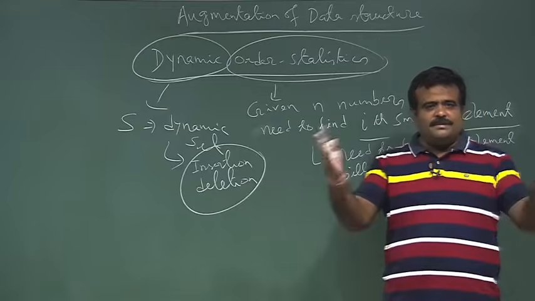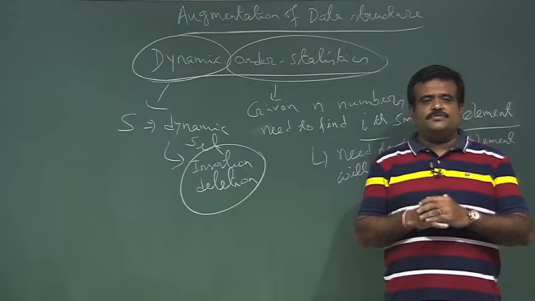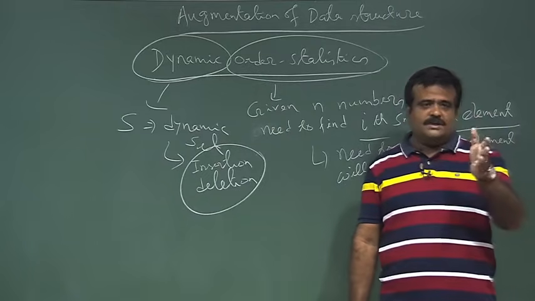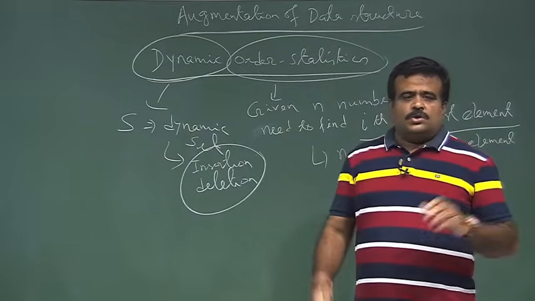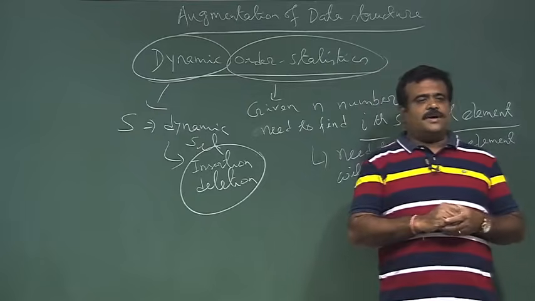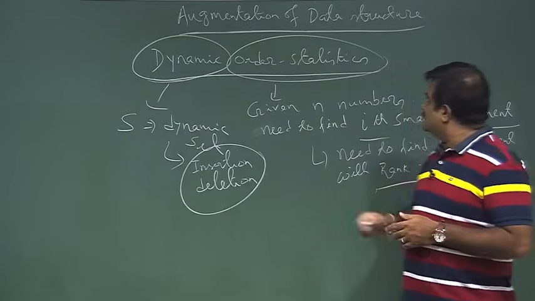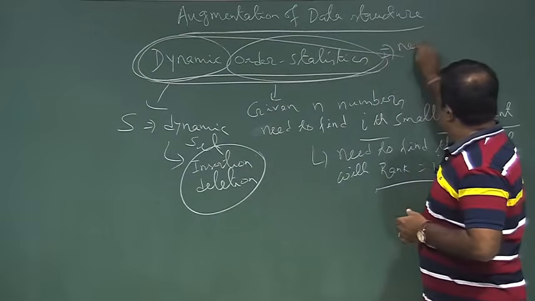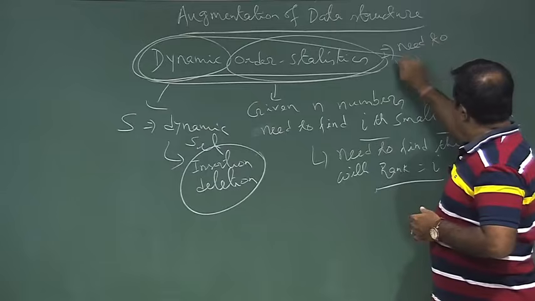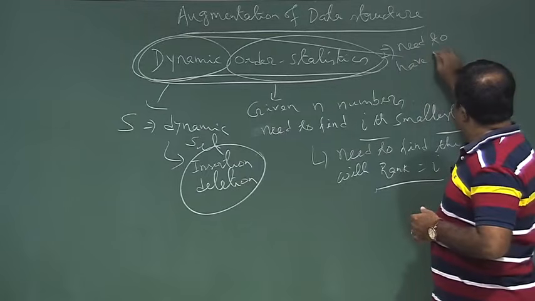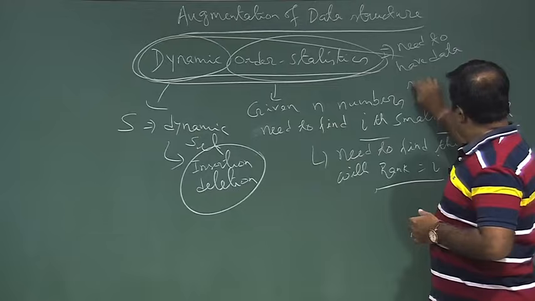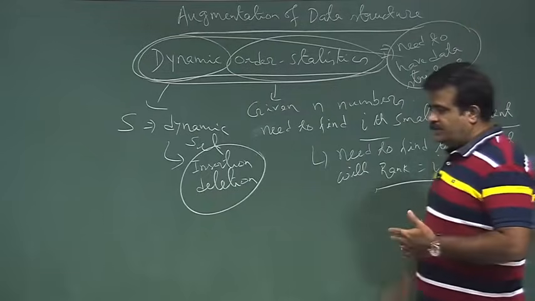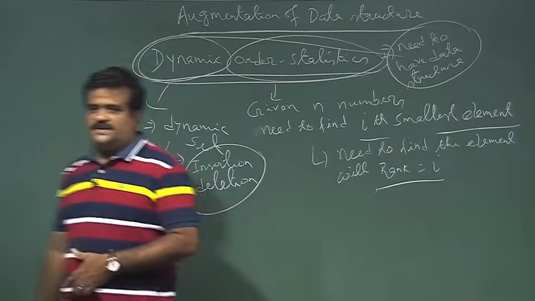Now suppose we have a dynamic set and the problem is to find the ith smallest element in that set. But now the set is dynamic. So for this problem we need a data structure, a data structure for this dynamic order statistics, so that we can solve this problem in a faster way.